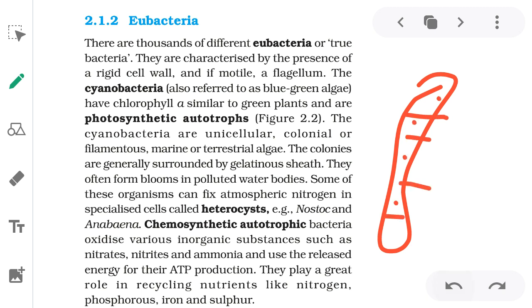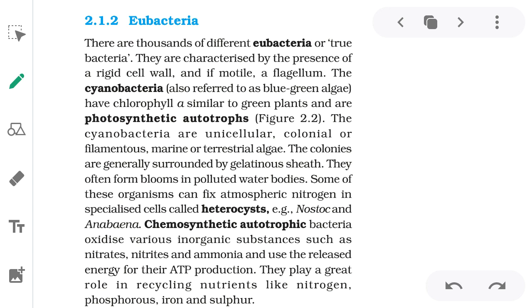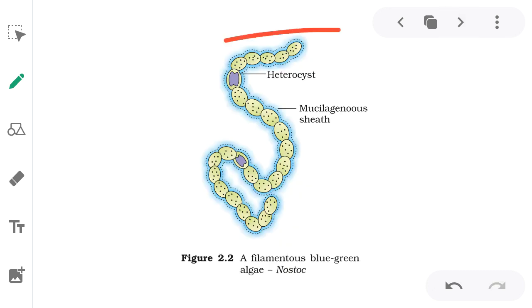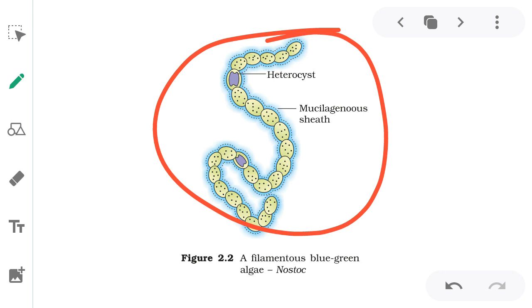This is a filamentous body. Marine or terrestrial. They can be found in the sea or on the land surface. So marine or terrestrial algae, because we are talking about the photosynthetic bacteria, and the colonies are generally surrounded by a gelatinous sheet. You will see in the next slide a nostoc structure, a cyanobacterium, a photosynthetic bacterium that has a mucilaginous sheath, and a heterocyst, which is a special type of structure that helps in nitrogen fixation.